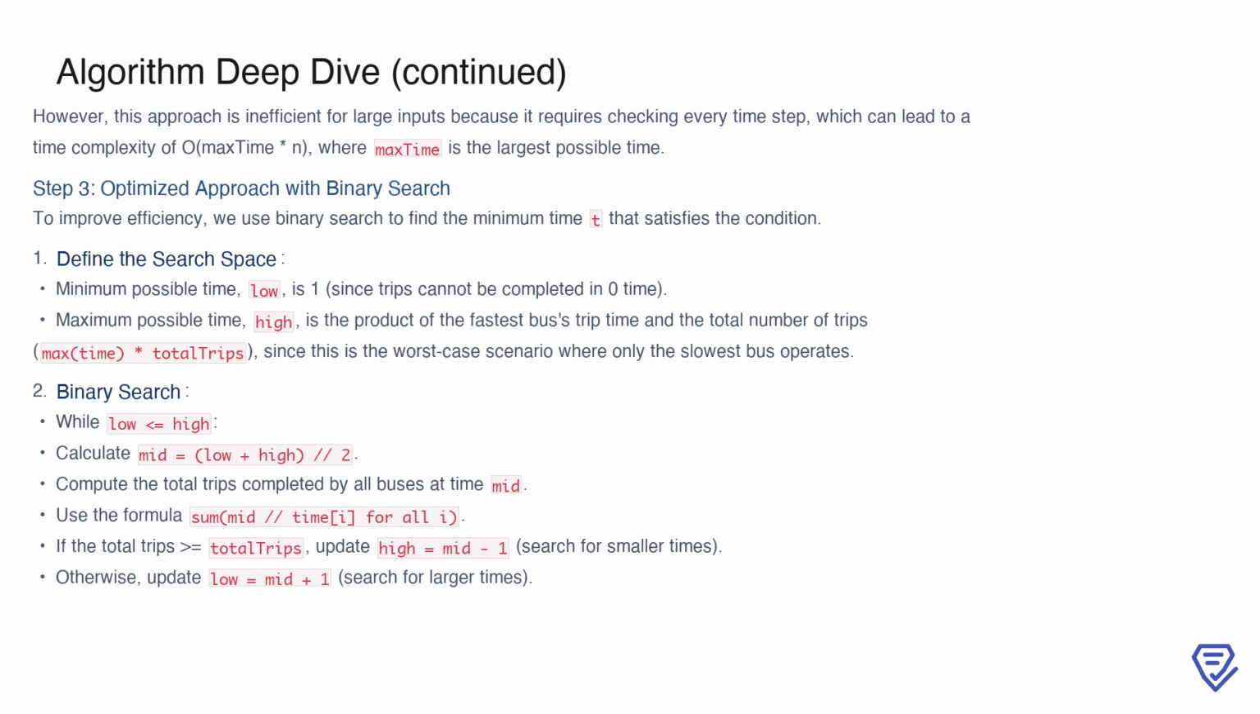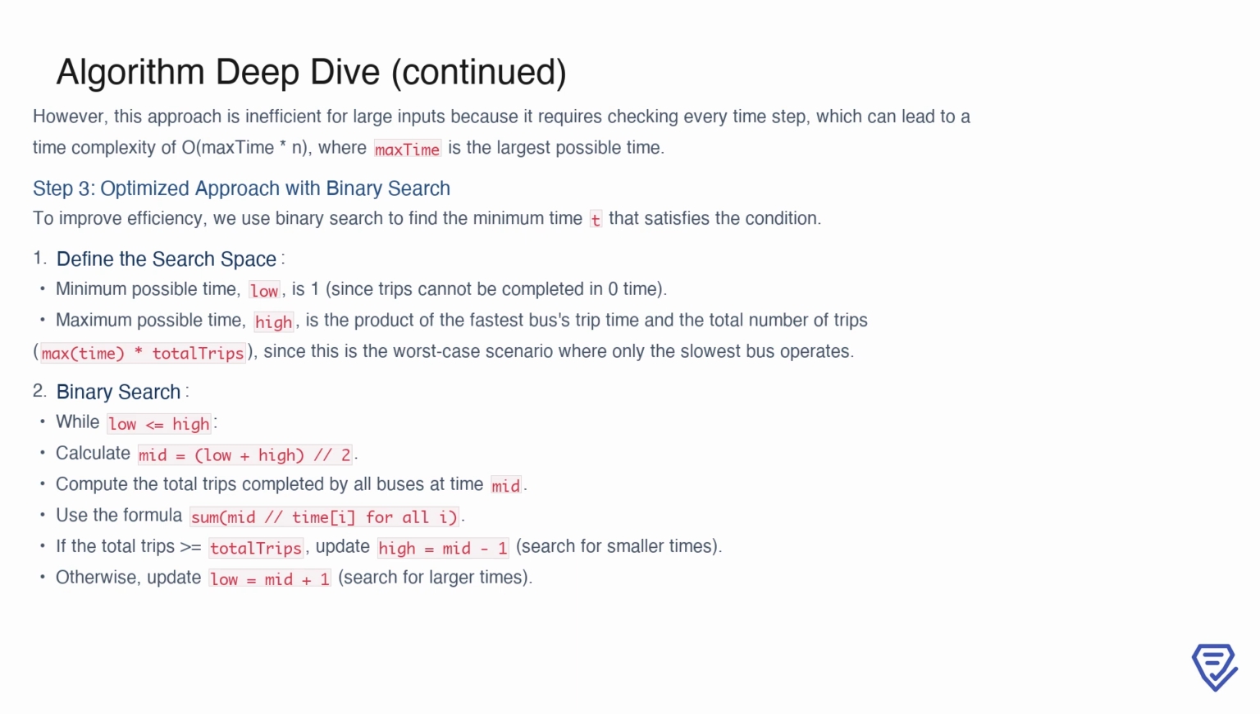First, we define the search space for the binary search. The minimum possible value for low is 1, as trips can't be completed in 0 time. The maximum possible value for high is calculated as max time * total trips, which represents the worst-case scenario where only the slowest bus operates to complete all the trips. With this range, we iteratively narrow down our search space.